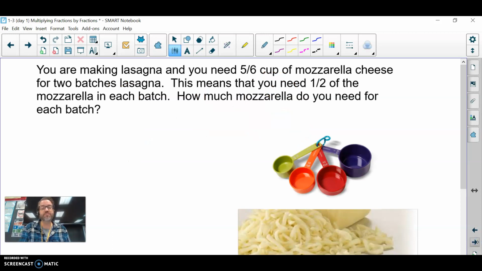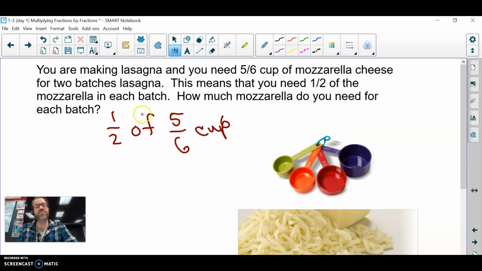It's a word problem. You are making lasagna. Ooh, lasagna. And you need 5/6 cup of mozzarella cheese for 2 batches of lasagna. This means that you need half of the mozzarella in each batch. How much mozzarella do you need for each batch? Okay, so each batch is using half of the cheese. So I'm going to write that down. If I need to figure out how much cheese is in one batch, it's going to be 1/2 of our total amount of cheese, which is 5/6 cup.